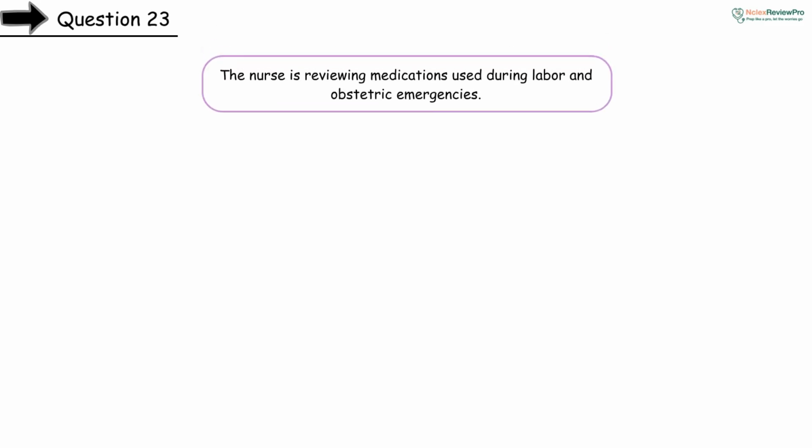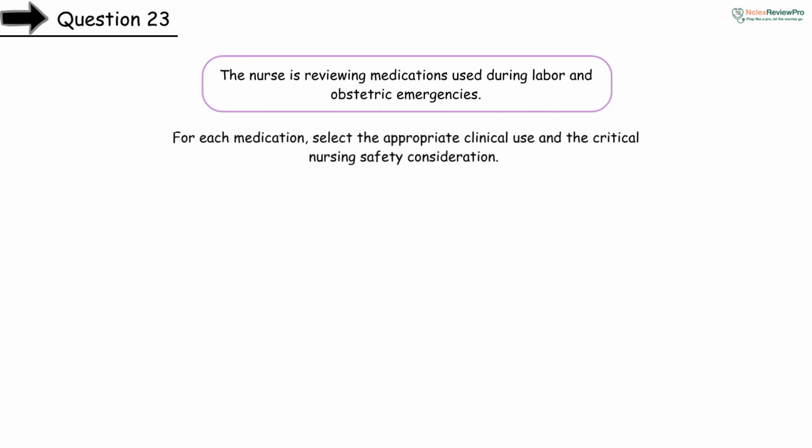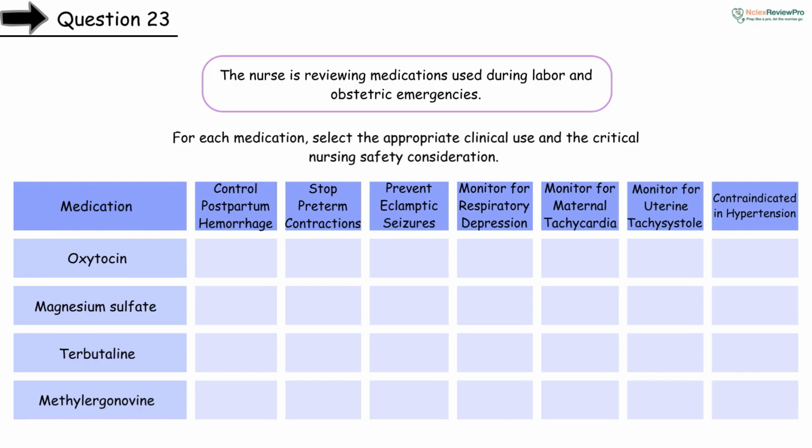We're looking at medications used during labor and obstetric emergencies, and this question is testing two things at the same time. First, what each medication is used for, and second, the most important safety risk you need to monitor. So before we jump into answers, let's clearly understand both tables. We have the most important OB medications: oxytocin, magnesium sulfate, terbutaline, and methylergonovine.